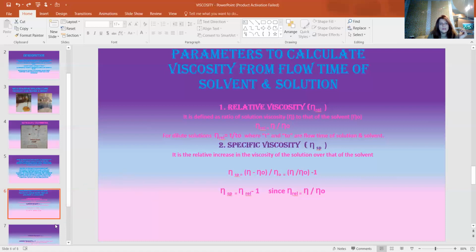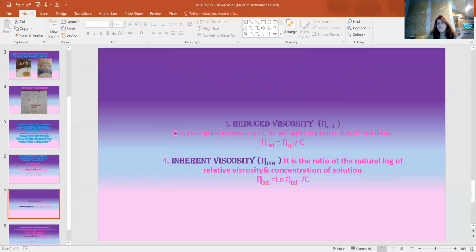Okay, so third is your reduced viscosity, and it is denoted by eta reduced, right? It is the ratio between specific viscosity and concentration. That is the concentration of the solution. It is simply, you can see here, eta reduced equals eta specific over C.